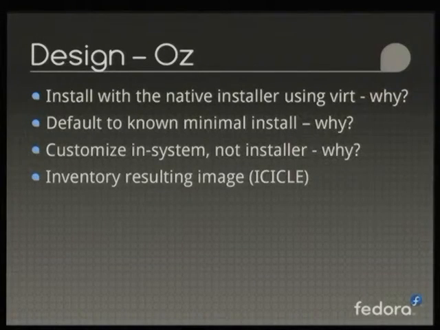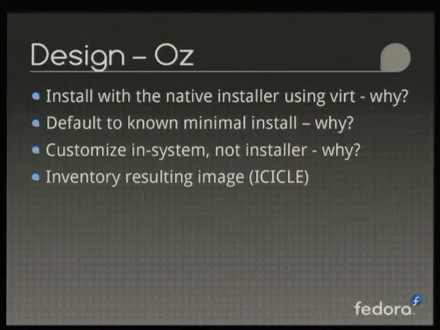So Oz creates an image by installing the image using the native installer, using virtualization. Now, if anyone's familiar with the way that we originally approached cloud images in Fedora, it was not always this way. Who's heard of Appliance Creator? So back in the day, before virtualization was really ubiquitous, we would do essentially a yum transaction targeted at a subdirectory, which was probably a loopback-mounted file system on a disk image somewhere, right?